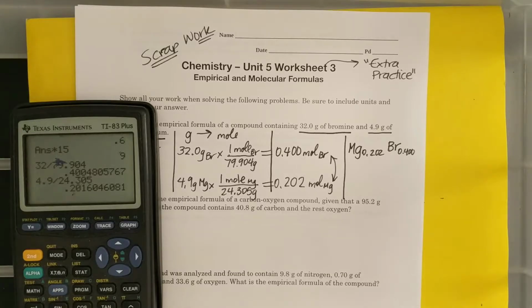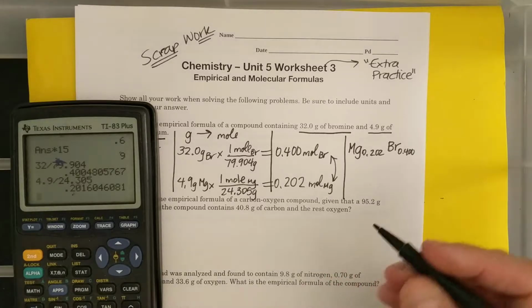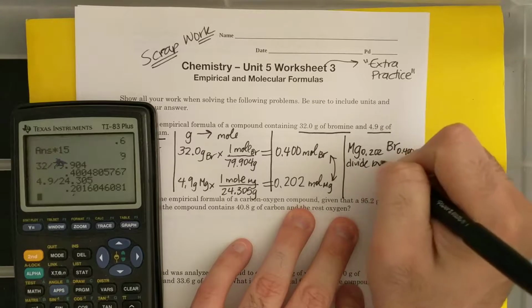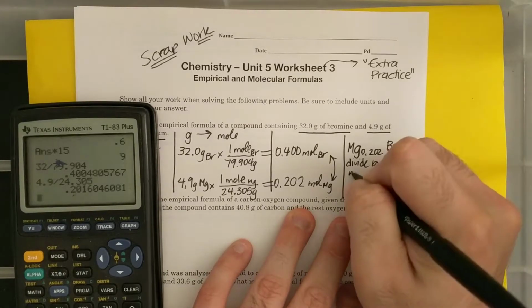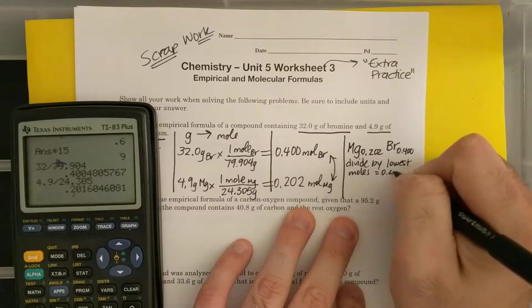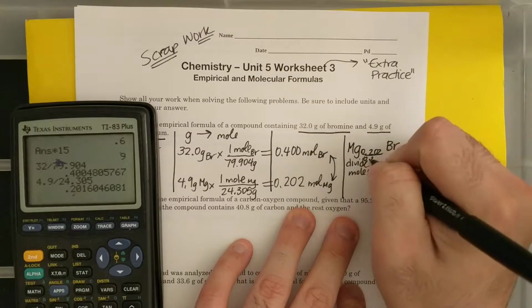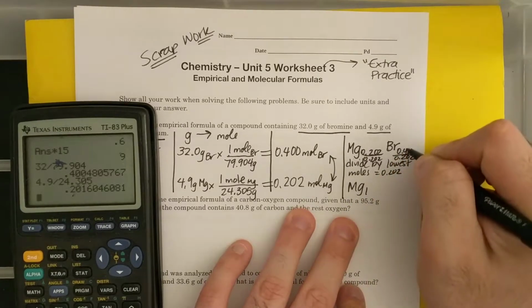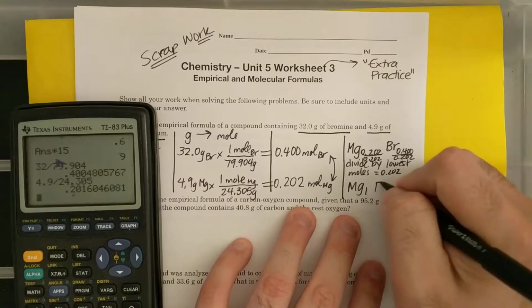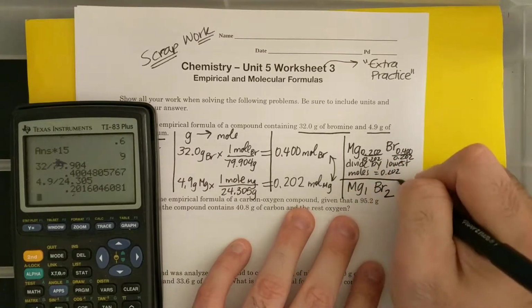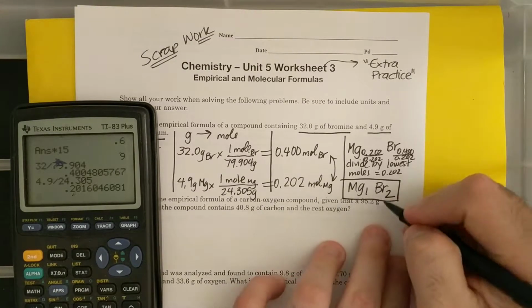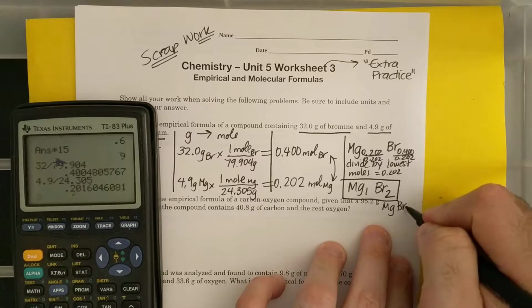And remember, we put the big number on top and the small number on the bottom, and on the bottom it means I'm dividing. So I want to divide by the lowest moles, which is 0.202. If I do that, I'll get Mg1, and 0.4 divided by about 0.2 is Br2. This will be the empirical formula, Mg1Br2, and we know that we don't write 1 as a subscript, so it should just be MgBr2.